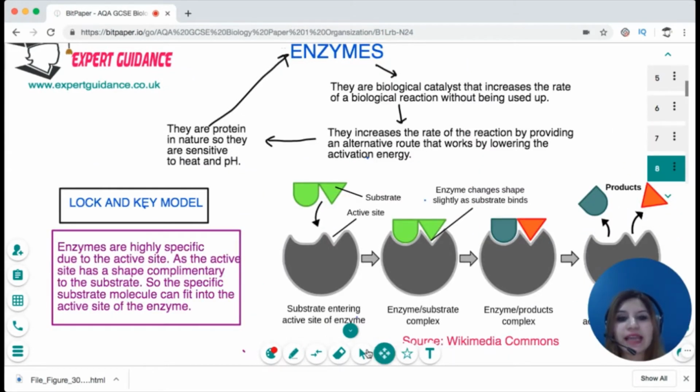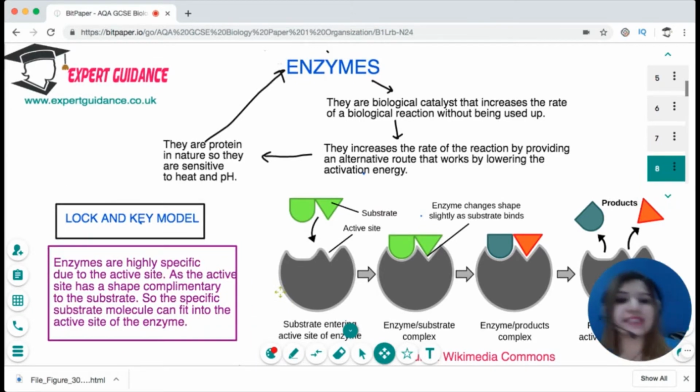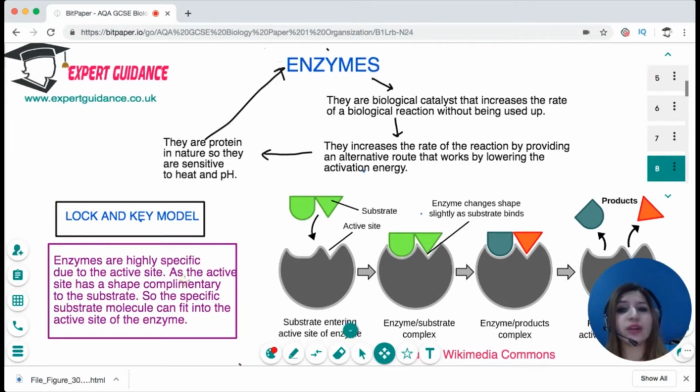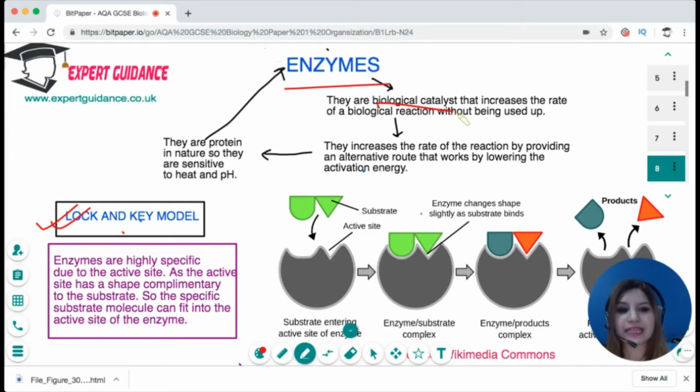Okay, now since we are doing digestion, and digestion is chemical, that is, it involves the use of enzymes, you should know what enzymes are. So make sure you remember this definition and this lock and key model, very, very important. I'll just take you through it. Enzymes are biological catalysts. I think in chemistry you remember what catalysts are. Catalysts are substances that increase the rate of reaction without being used up. A catalyst used in a biological reaction is called an enzyme. So enzymes are biological catalysts that increase the rate of a biological reaction without being used up.